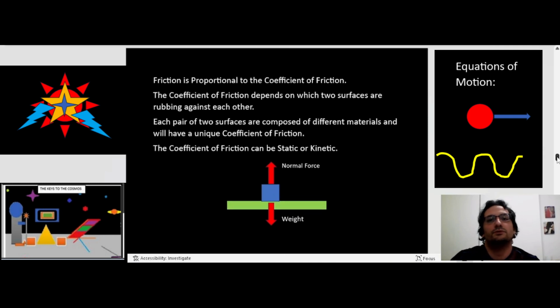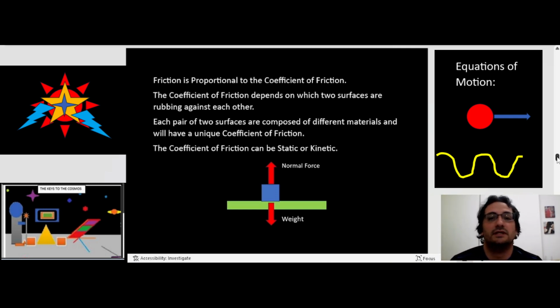Friction is proportional to the coefficient of friction. The coefficient of friction depends on which two surfaces are rubbing against each other. Each pair of surfaces is composed of different materials and will have a unique coefficient of friction. Rubbing my two hands together has a different coefficient of friction than rubbing my hand with a piece of paper, or a paper and another paper.